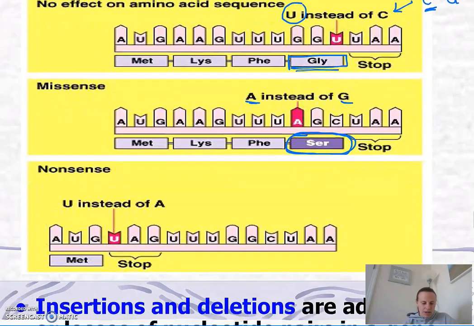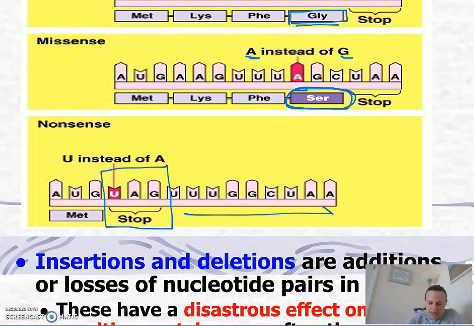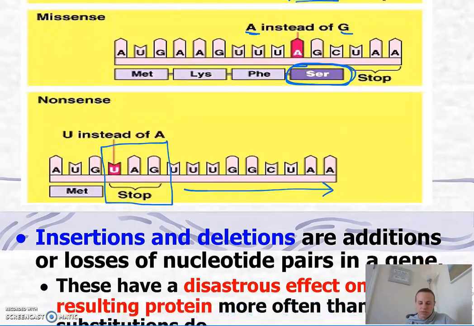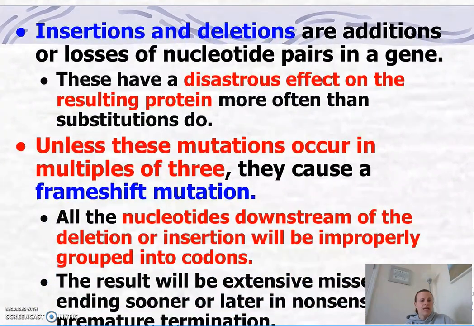Nonsense base pair substitution mutations cause a stop codon to be created. And now none of these other codons are coded for. And that almost always leads to some sort of non-functional protein.